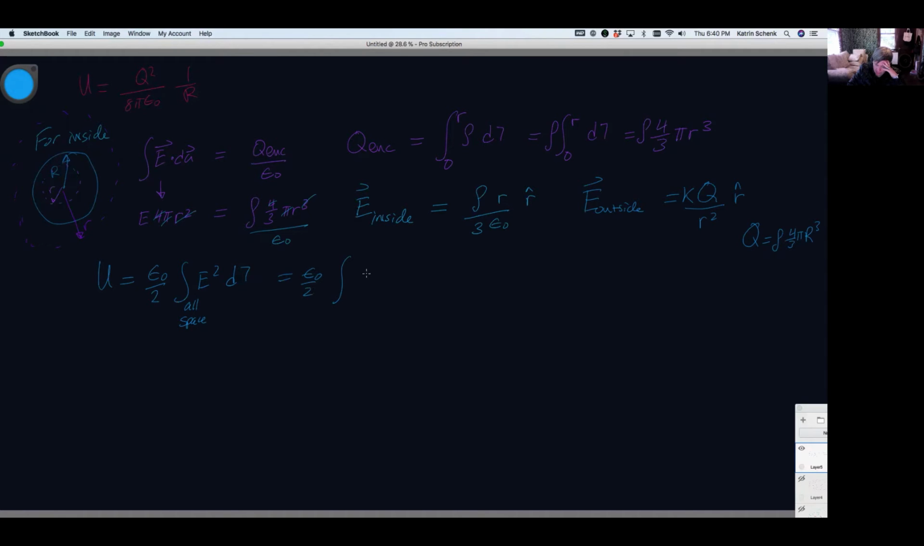I have E as a function of R. So I have an integral over R, but I have to split it up because there are two different versions of E. One that's good for R equals 0 to big R, that's the inside. And then one that's good for big R to infinity. So we have two of those.